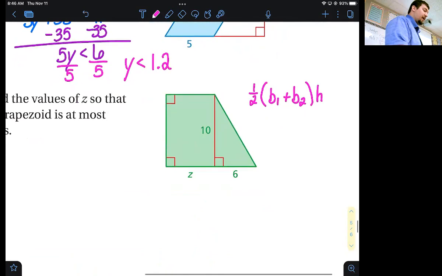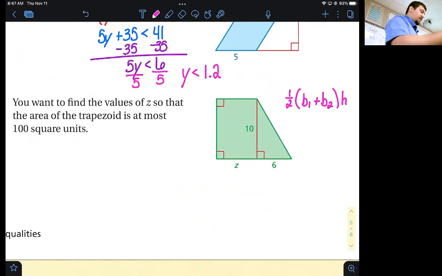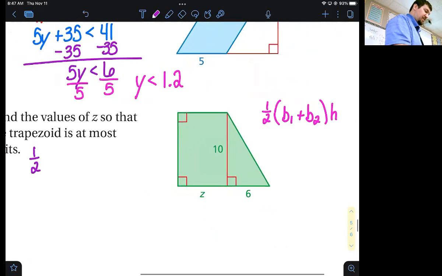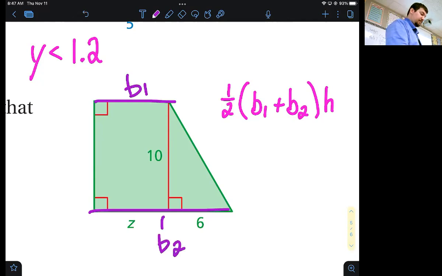So that's how you find the area. And it says you want to find the values of z so that the area of the trapezoid is at most 100. And so our area formula is going to start with a 1/2 in front of it. And then when it says B1 and B2, that just means base 1 and base 2, and your bases are the two parallel sides. We'll call this one B1, and we'll call this one B2. Now, B2 is going to be pretty simple. Z and 6 makes Z plus 6.